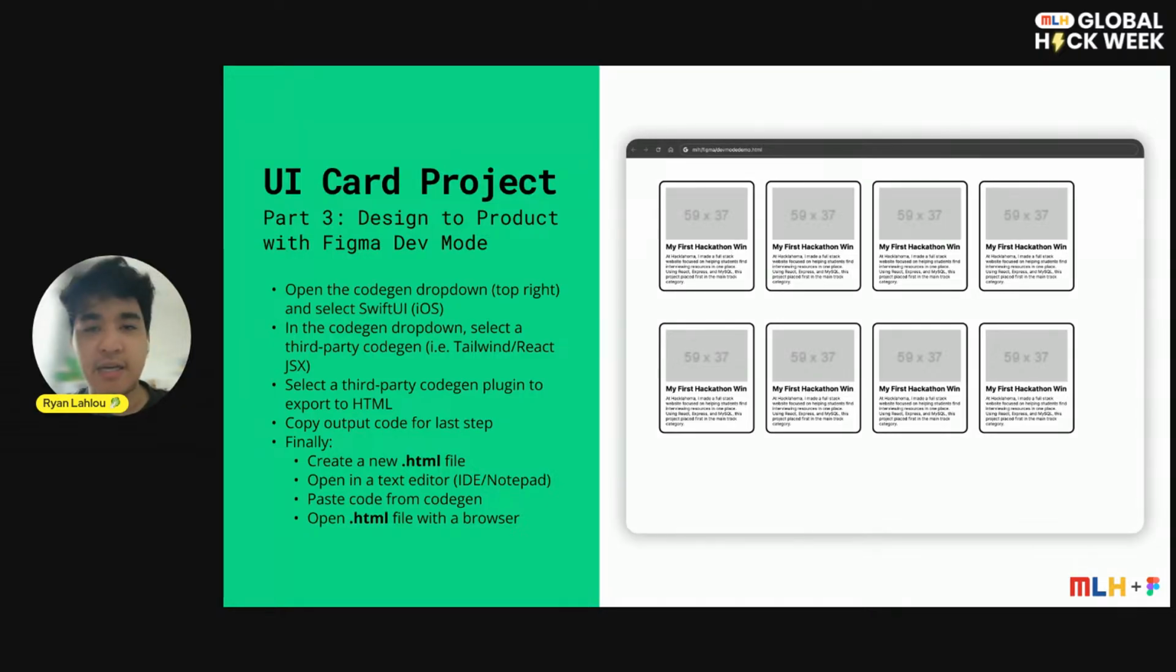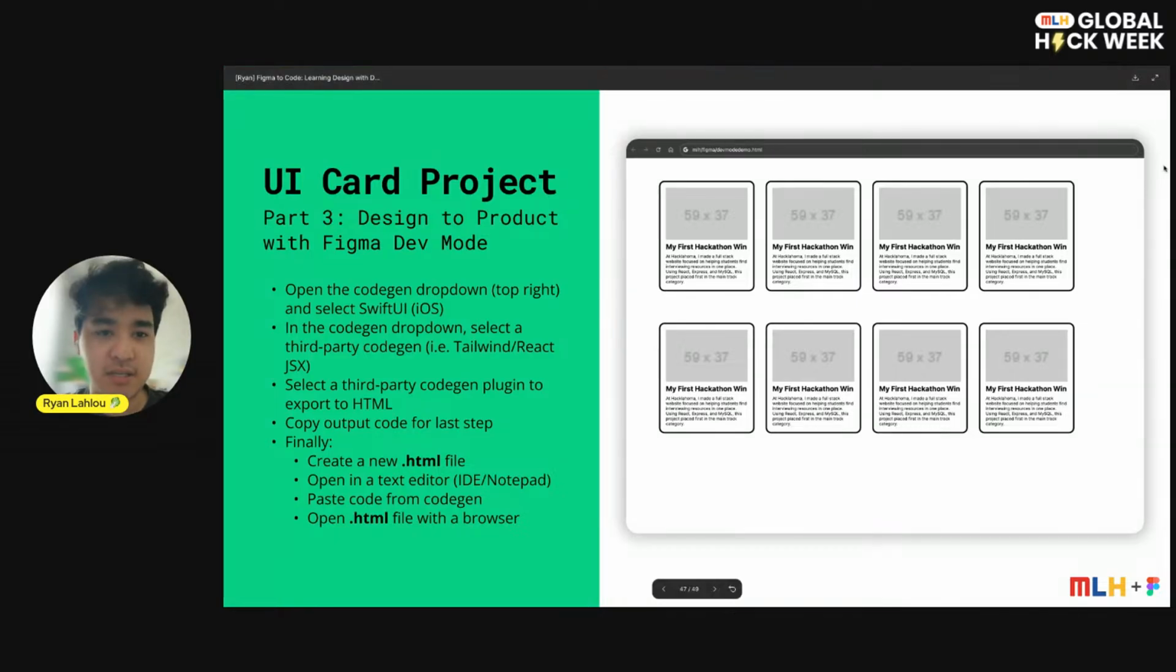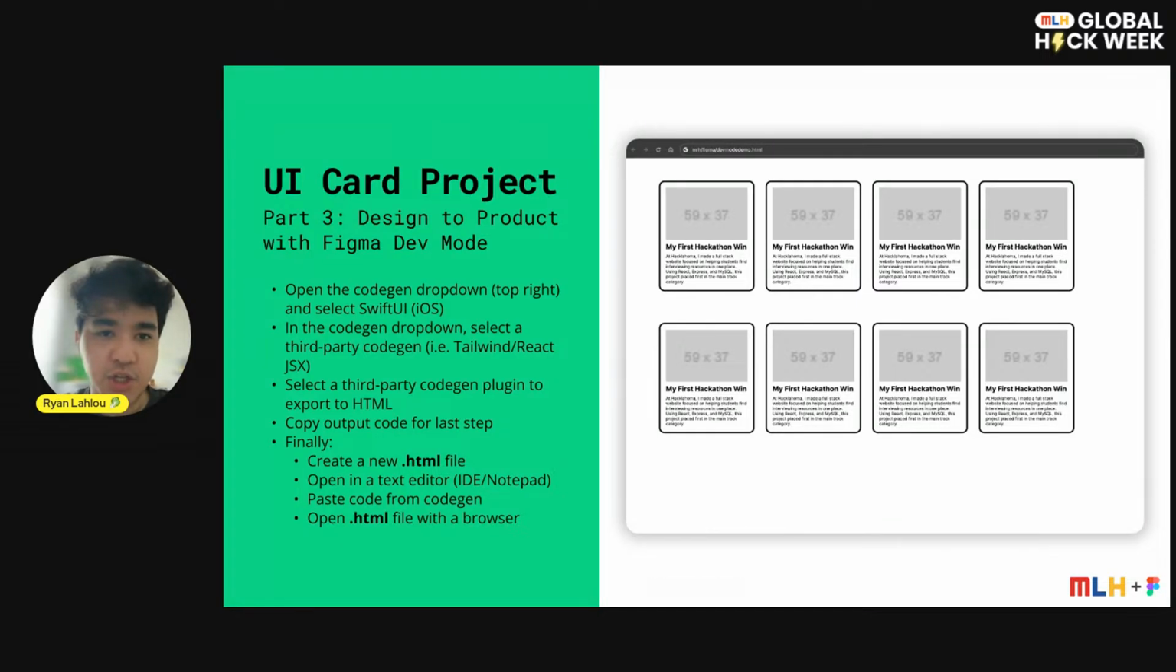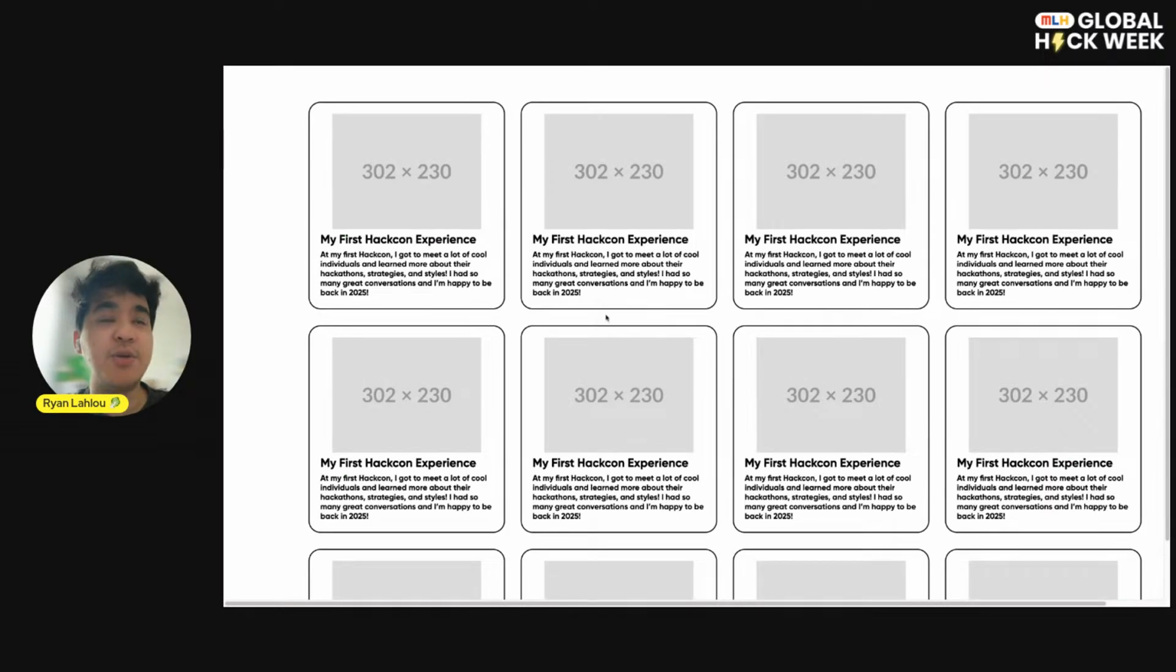I'm going to name it, let's name it Figma GHW GenAI.html. I am then going to open it. Okay, now that I've opened it, I'm going to paste it. I'm going to save it. And if everything works well, I should be able to open this up with Chrome. And you should be able to see it here.